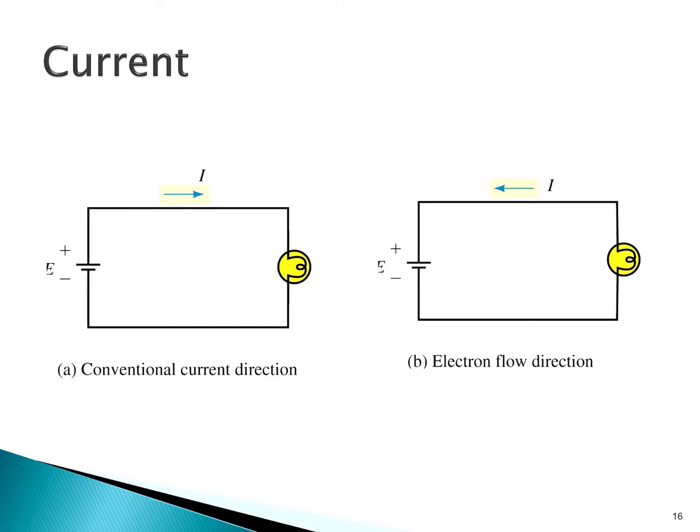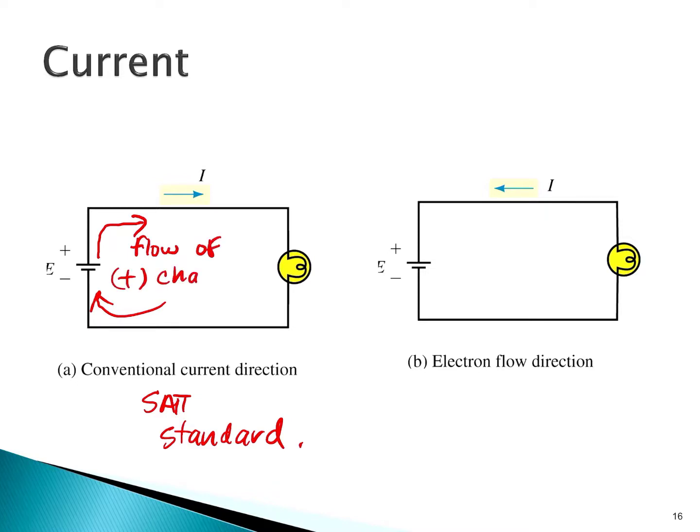So just to look back at this current, this will be the SAIT standard, and this will be the way your textbook is. Whether it's Boylestad or Robinson Miller, it'll be showing the direction of current in this direction, leaving the positive terminal and returning to the negative terminal. And this is really looking at the flow of positive charge. This is called conventional current.